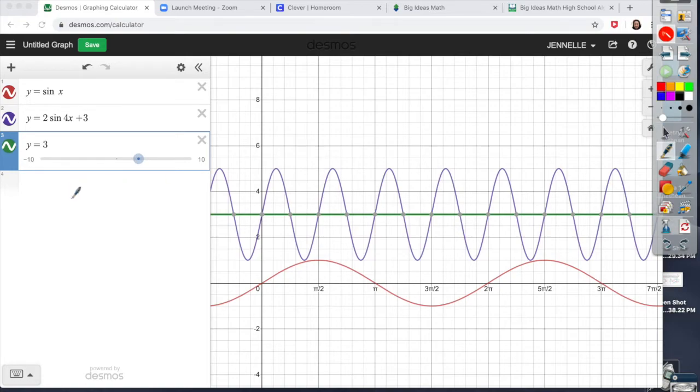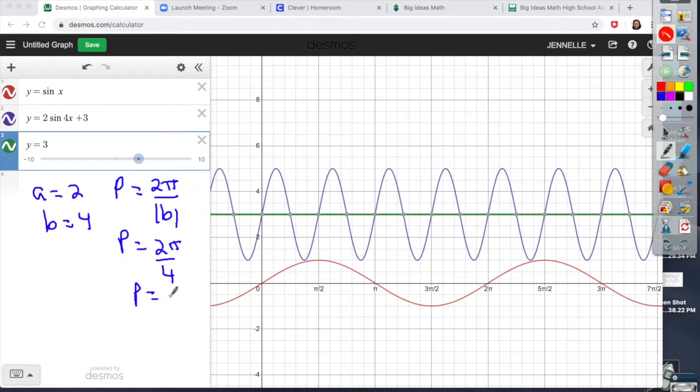Okay, so for example 3, it says to identify the amplitude, period, horizontal shift, and vertical shift. So amplitude should be easy. Amplitude is 2, right? We talked about that already. Now let's find the period. Again, the period is going to be 2 pi divided by the absolute value of b, and b in this case is going to be 4. So let's do some math here. The period is going to be 2 pi divided by 4, so that means my period is going to be pi over 2.